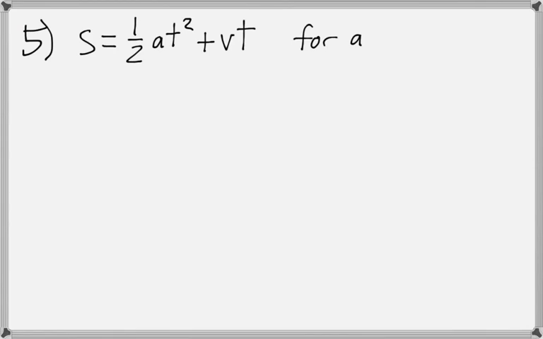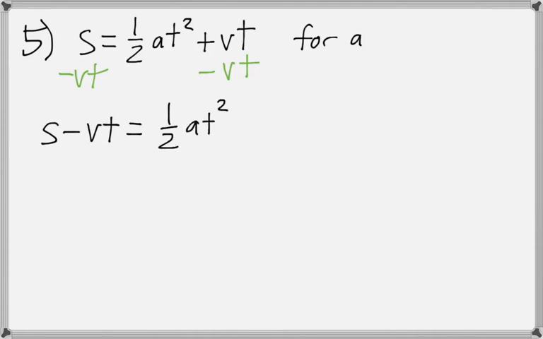Number 5, also kind of a more complicated one, and I'm solving for a. There's a ton of stuff here. I'm going to kind of work my way from the outside and get closer and closer towards a. So I'm going to subtract vt from both sides. So that is s minus vt is equal to 1/2 a times t squared.